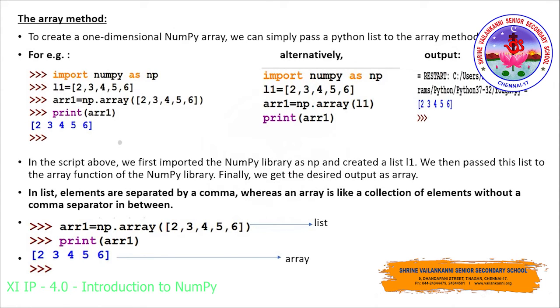That is the difference between a list and an array. Clear? And see here, this is the alternative method. Instead of passing the list to the array method like this, I can also pass the variable which I have used for creating the list. So this L1 variable I can pass here in the array method. So two different methods you can use. And even if you make use of the print statement, the same output you will be getting. It doesn't make any difference. And as I have told you, there is the difference between the list and the array: if it is a list, the elements will be separated by comma, whereas in an array, the elements will not be separated by comma.